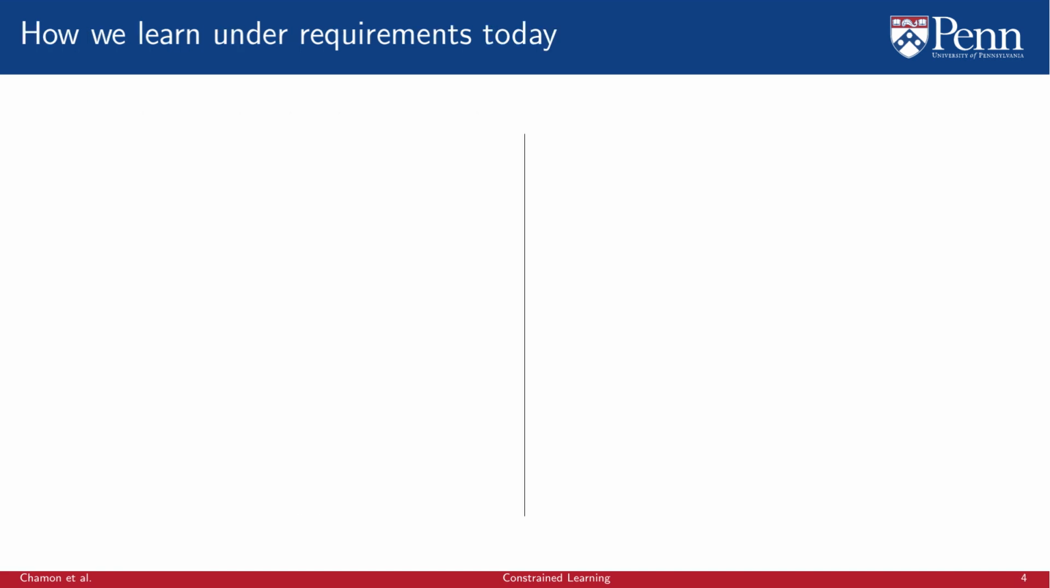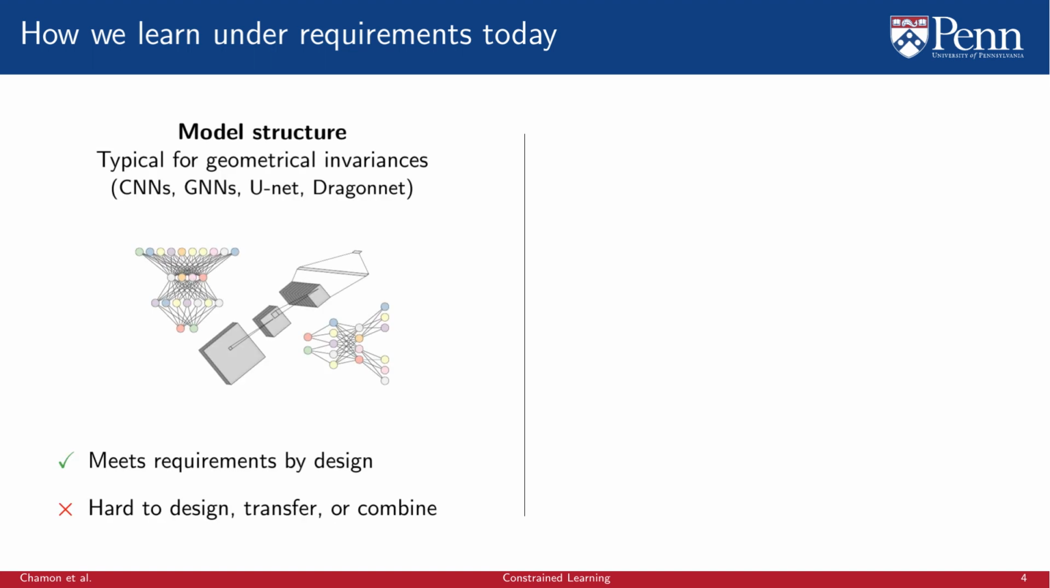Now we know basically two ways to impose requirements on learning systems. The first one is based on designing models that embed the desired properties directly into their structures and is quite common to impose geometrical invariances. However, while the solution meets the requirements by design, these structures are challenging to devise, especially when the relation between structures, coefficients, and outputs is poorly understood. So think of nonlinear models such as neural networks. So these solutions are hard to transfer between applications and often impossible to combine.